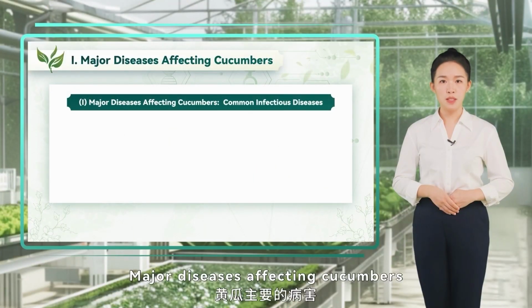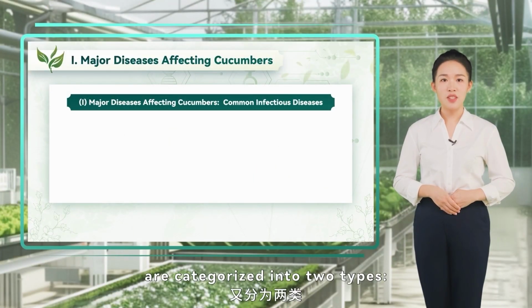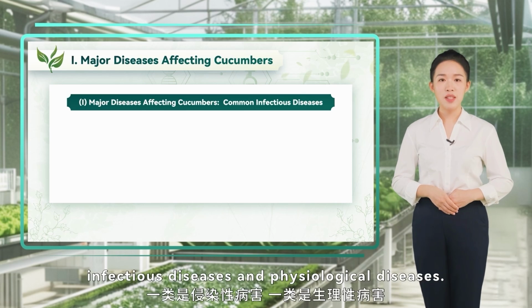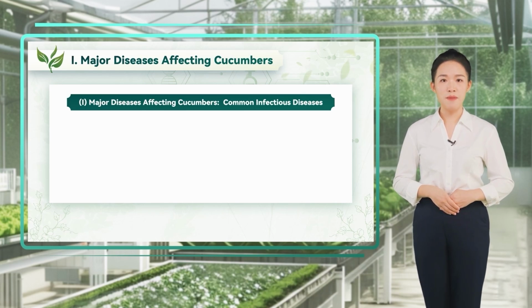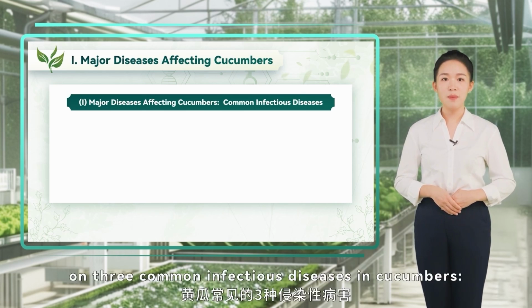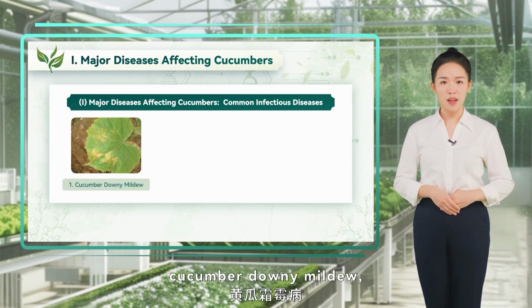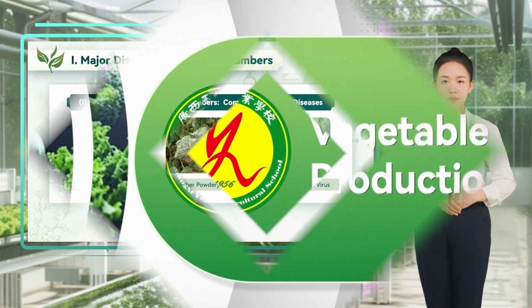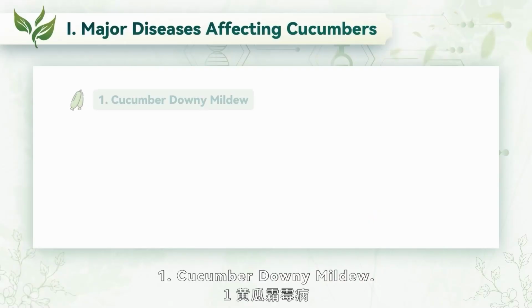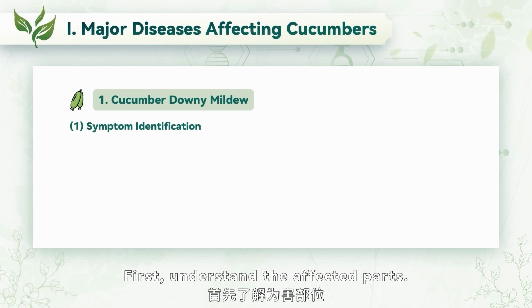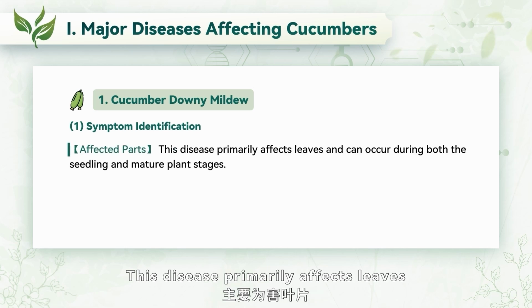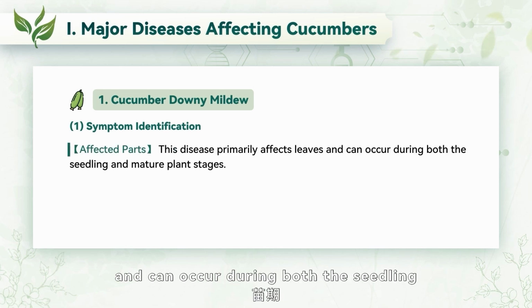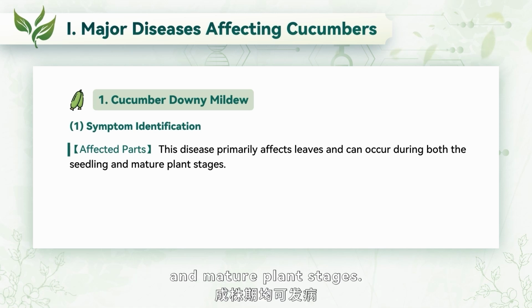Major diseases affecting cucumbers are categorized into two types: infectious diseases and physiological diseases. Now, let's focus on three common infectious diseases in cucumbers: cucumber downy mildew, cucumber powdery mildew, and cucumber mosaic virus. 1. Cucumber downy mildew. First, understand the affected parts. This disease primarily affects leaves and can occur during both the seedling and mature plant stages.